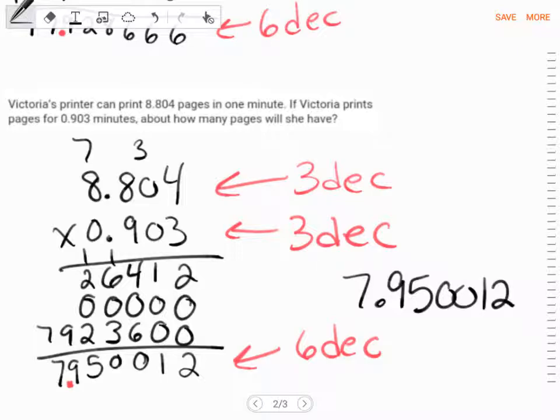pages. Now remember, it's difficult. We're not going to print part of a page. This is why they want us to say about how many pages. So 7.95, I mean, that's really close to 8. So we're going to say it's about 8 pages that they're going to print, okay?